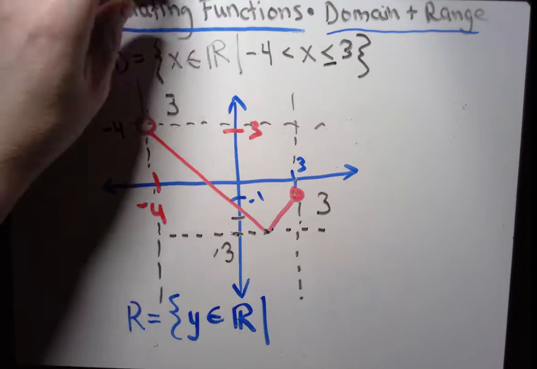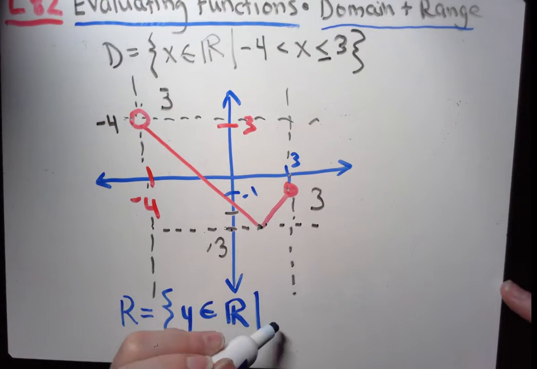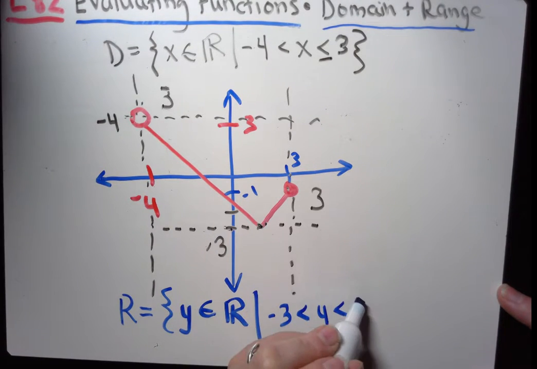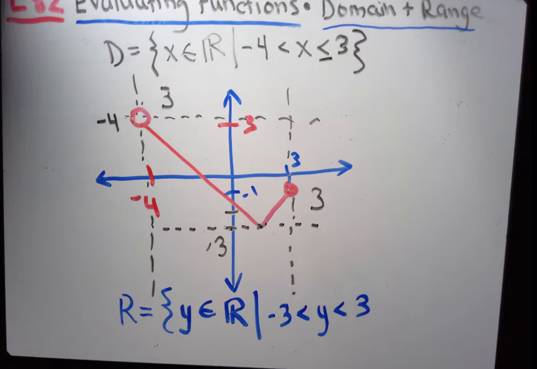So how do I write that? I just write a conjunction, same thing. I say -3 is less than y is less than +3. And then I make sure to underline the ones that need to be underlined.